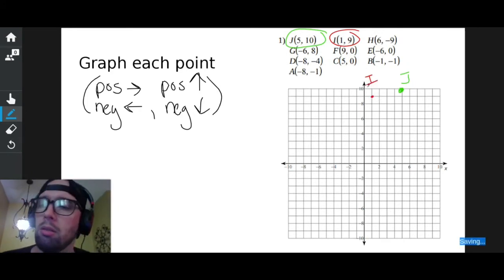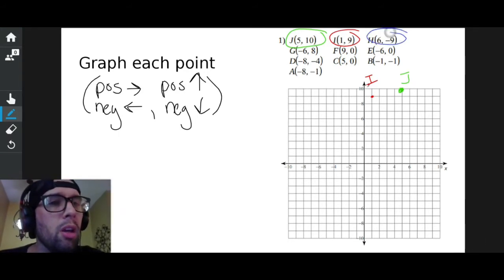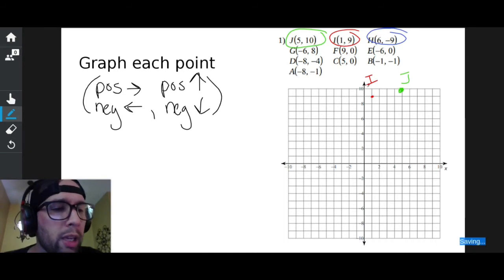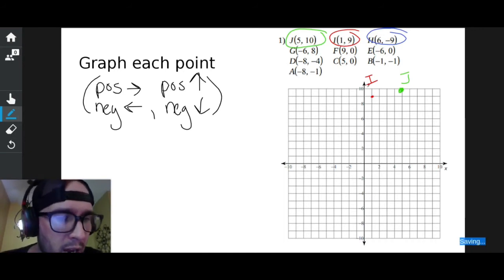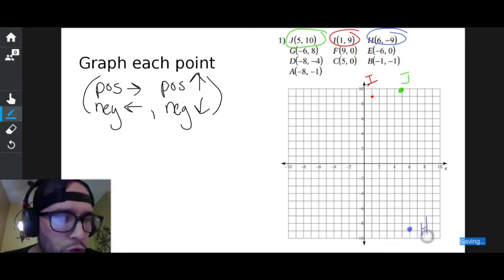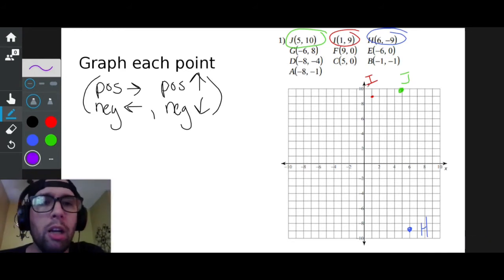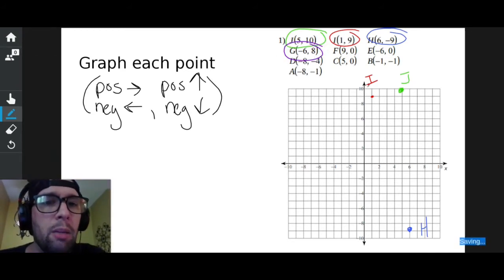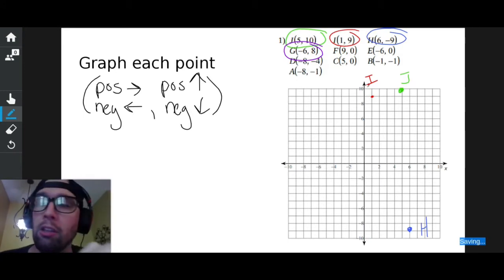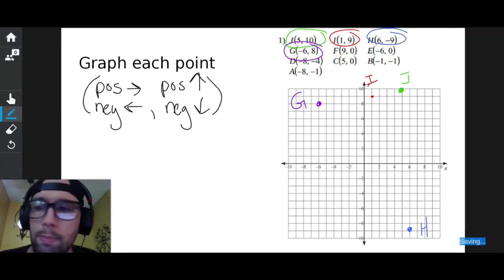I. Okay. H is positive 6, negative 9, which means right 6, down 9. Put a dot there and call it H. G is negative 8, negative 6, positive 8. So we start out by going left 6 and up 8. And we can call that G.